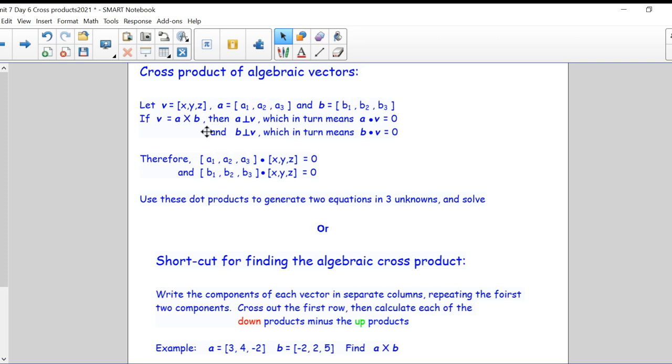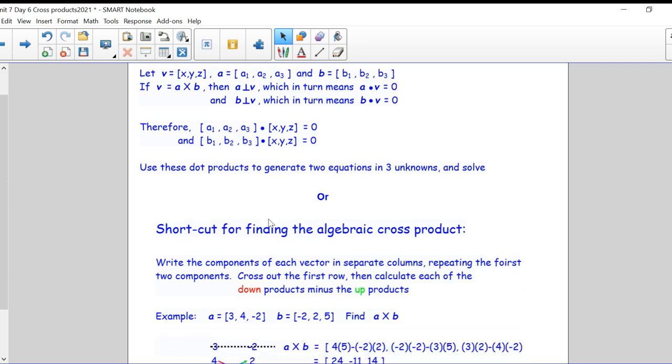So the cross product gives you a vector which is perpendicular to both the original vectors A and B. But it also means that if I take A dotted with the result of the cross product, I get 0. Because remember that when you dot two vectors that are at right angles to each other, you should get 0. So that's the point this is making here.